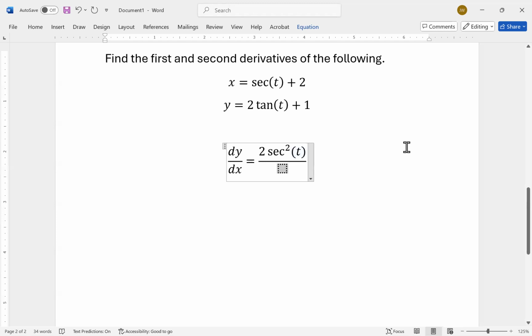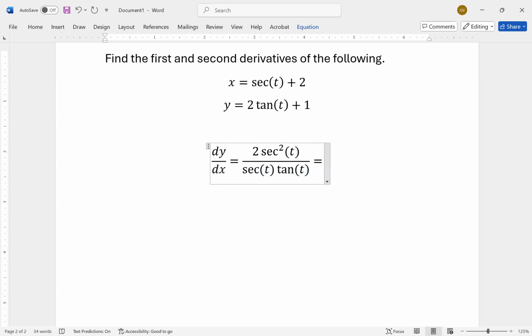The derivative of the x, well, secant has derivative, which is secant times tangent. So the derivative of x is secant of t multiplied times tangent of t. And then derivative of a constant is just that.